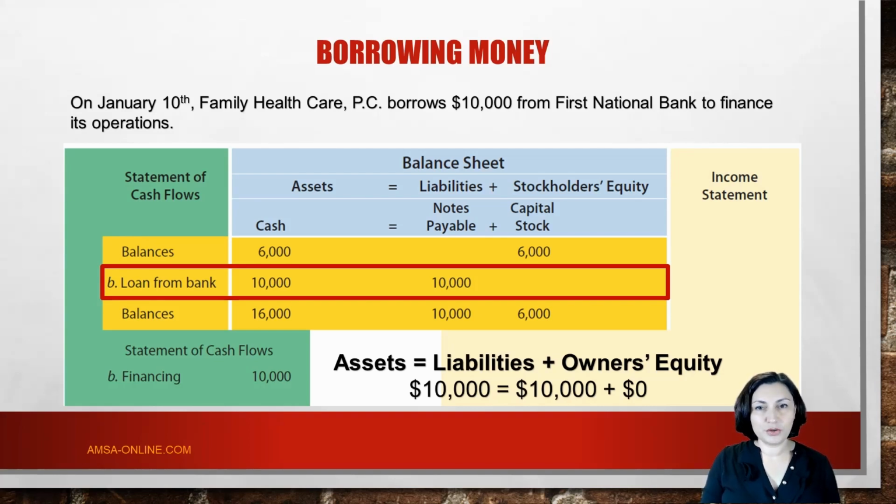Will the cash account increase or decrease? Will notes payable, a liability account, increase or decrease? This decision must be made before we can determine which side of the ledger account will be used to record the amount involved. Let's first plug the numbers in the accounting equation. Since the company now has more cash and more liabilities, the accounting equation is 10,000 equals 10,000 plus 0. This transaction did not affect owner's equity.